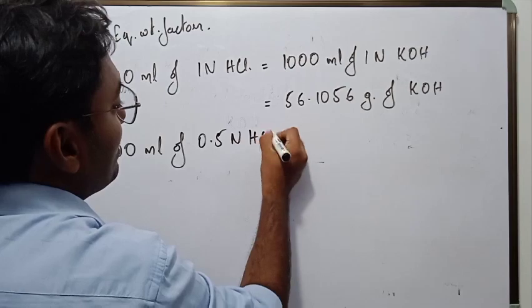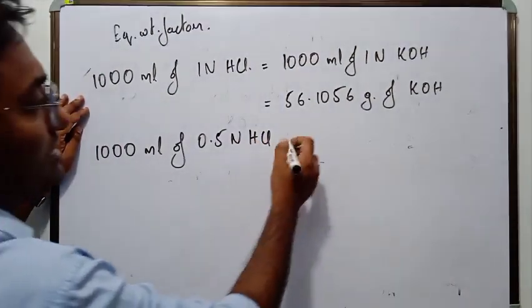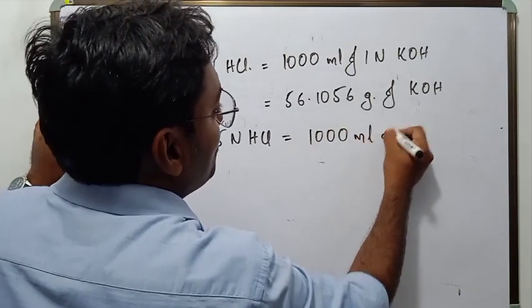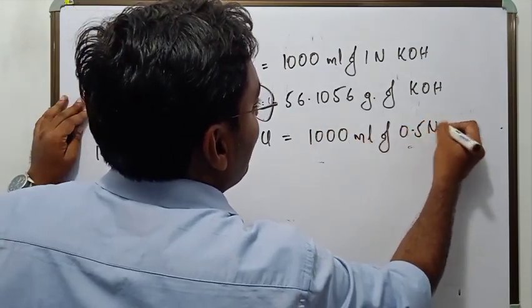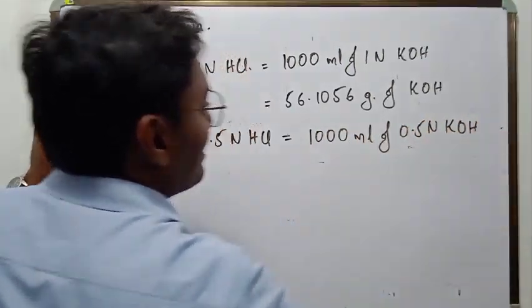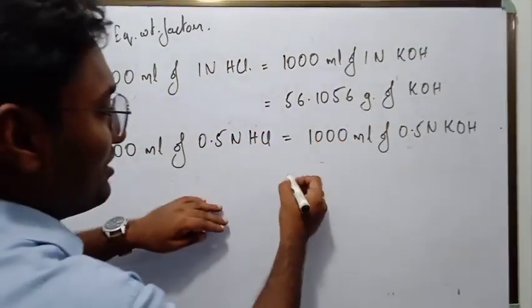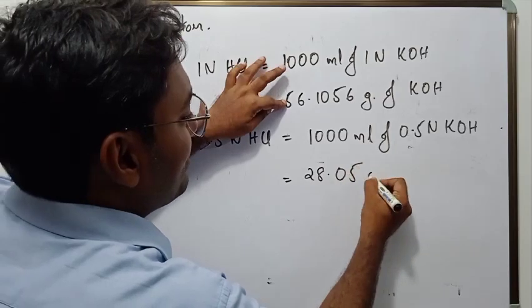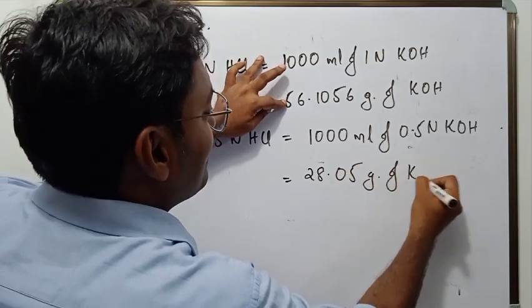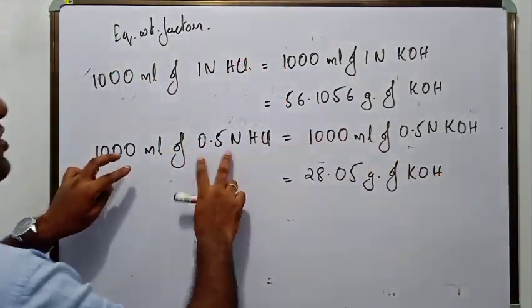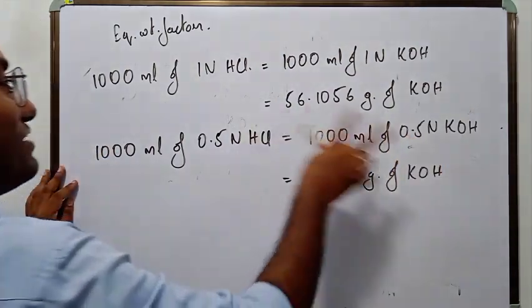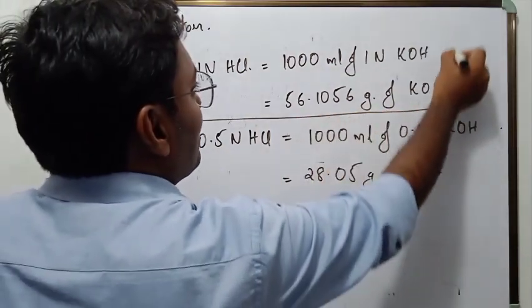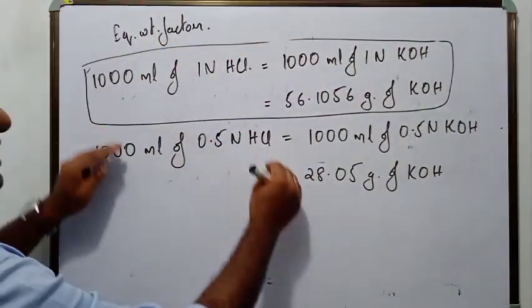For 1000 ml, 0.5 normal HCl is equal to 1000 ml of 0.5 normal KOH. Am I right? Just half it. That is equal to 28.05 gram of KOH, because we have used 0.5 normal in our experiment. So this is the equivalency factor. You just half that because we have used this much.